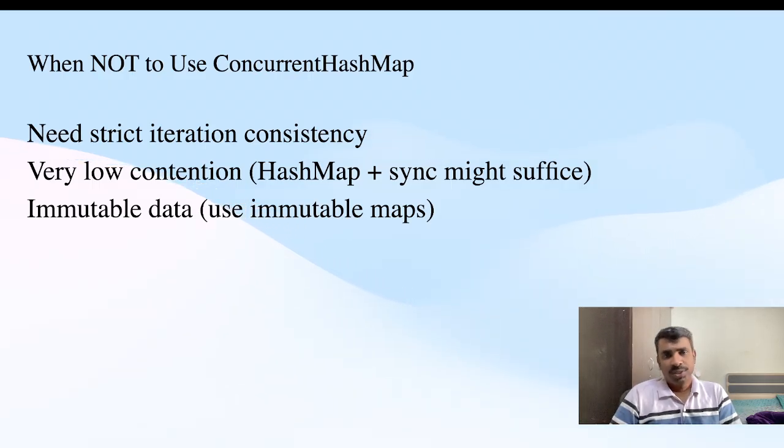When not to use ConcurrentHashMap: if you need strict iteration consistency, do not use it. For very low contention, you can use HashMap with synchronization. For immutable data, you can use immutable maps. In these three cases, ConcurrentHashMap is not recommended.